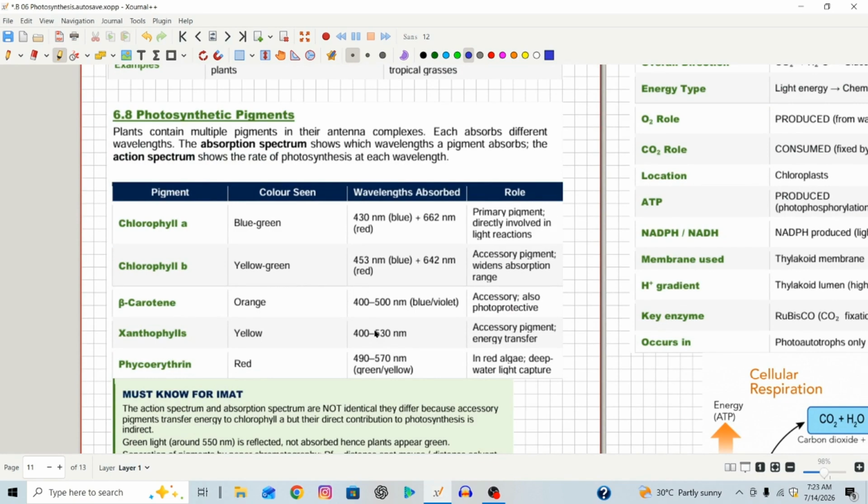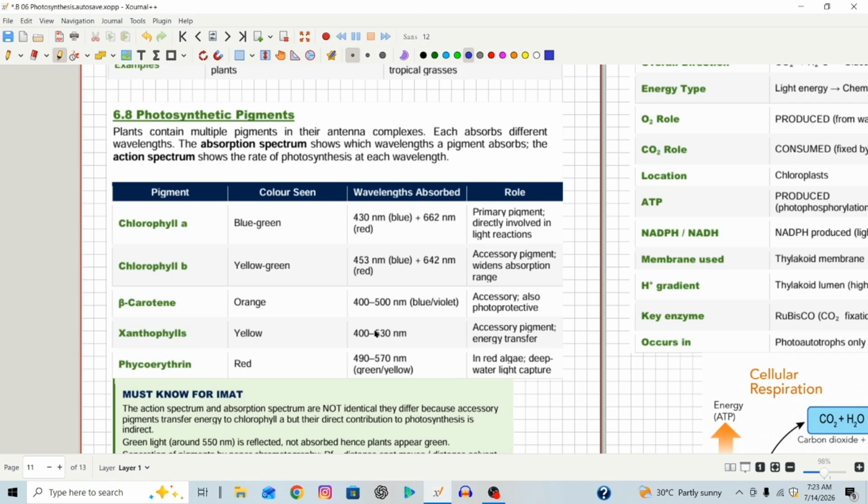We have already discussed chlorophyll A and chlorophyll B. So chlorophyll A is actually blue green and chlorophyll B is yellow green. So what does it mean? Blue green and yellow green actually means they reflect these colors. They don't absorb them, but they reflect this light.